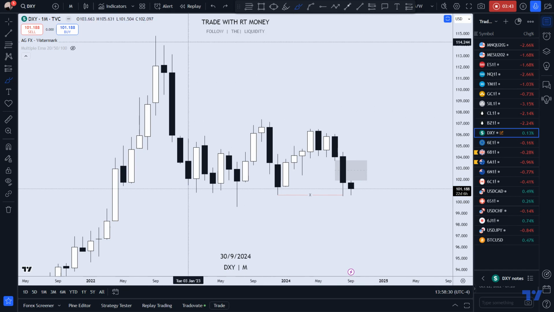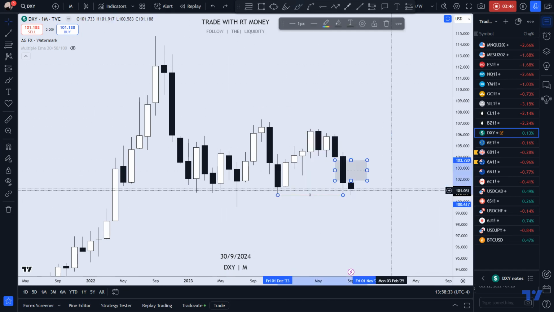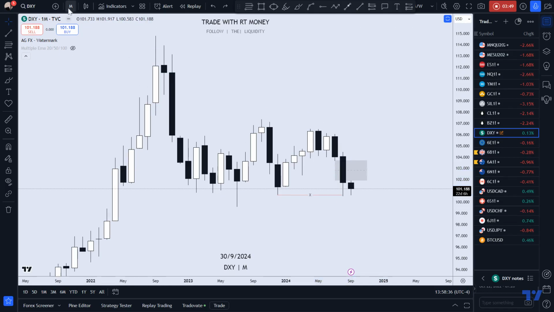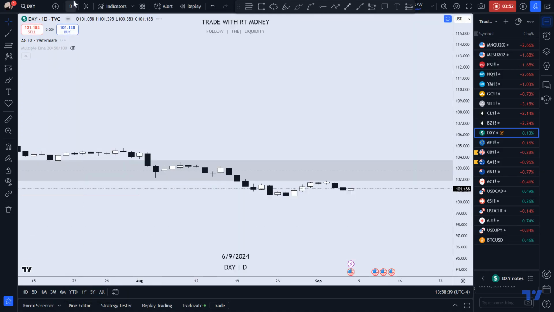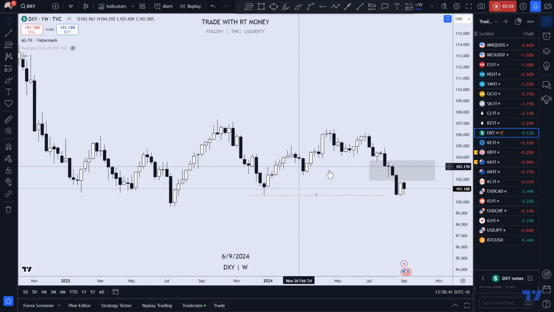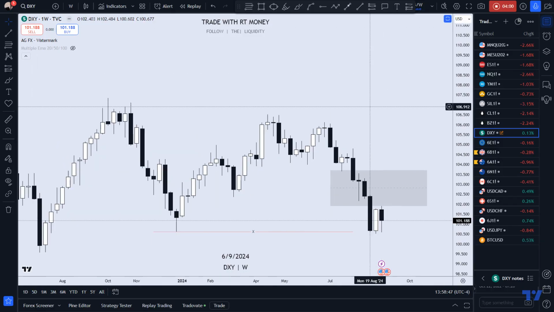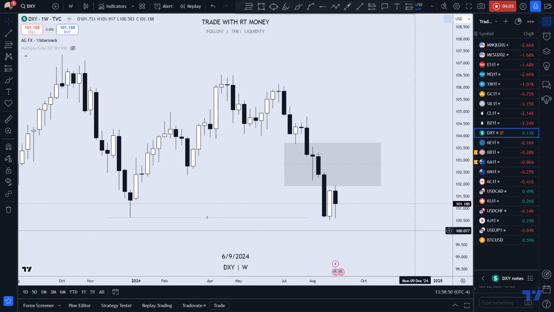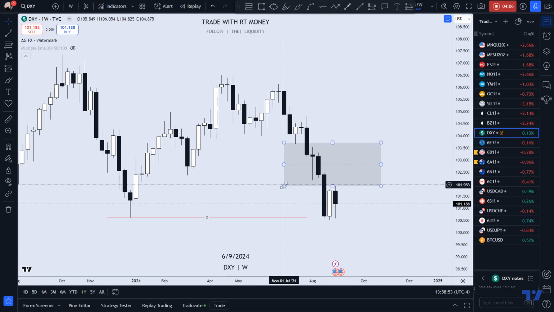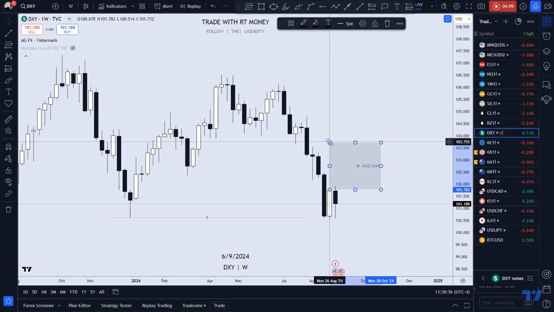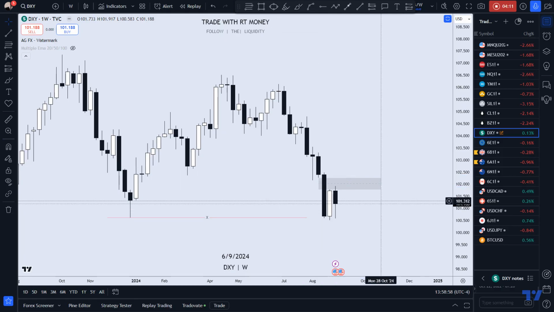Now let's go a little further, to the weekly. I meant to hit the weekly. And quickly on the weekly, you can see inside of that monthly fair value gap is a weekly fair value gap, which we are now tapping. Price tapped that weekly fair value gap, created this bearish candle, did not take out the low. You see how it rejected here.